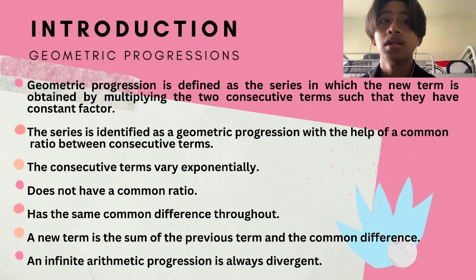The consecutive terms vary proportionally. Geometric progression does not have a common difference and has the same common ratio throughout. A new term is the product of the previous term and the common ratio. An infinite arithmetic progression is always divergent.